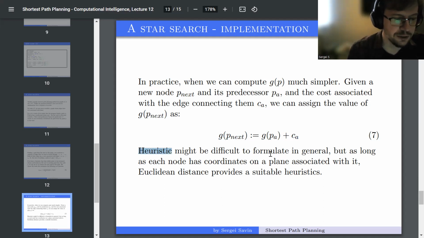Now, a heuristic might be difficult to formulate. But for example, if we have each point associated with coordinates on the Euclidean plane, then we can use Euclidean distance as a heuristic. So Euclidean distance to the goal is a heuristic that you're using. And the Euclidean distance can be used as a heuristic for your edge costs.